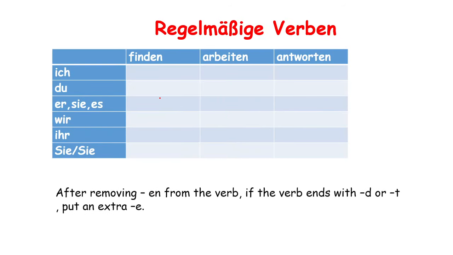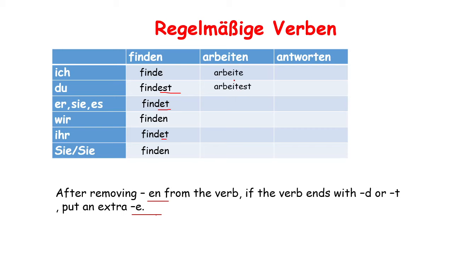And if the verbs end with d or t after removing en, then we add one more e. Like with du we add est. Findest, findet, here also we add an extra e. Here also. Arbeitest. Arbeiten means to work, finden means to find, and antworten means to answer.